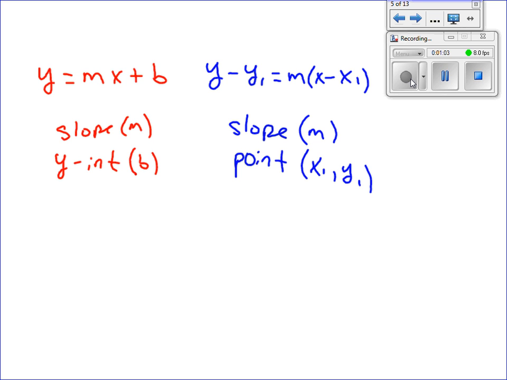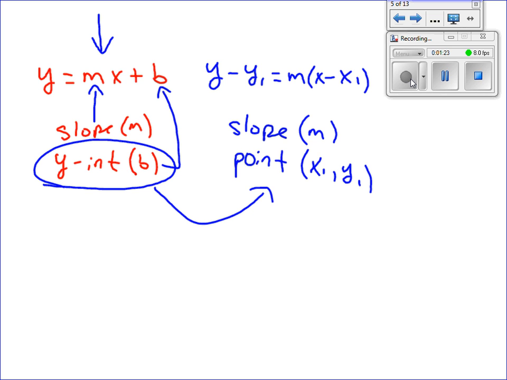So whenever you're asked to write an equation on a line, if they don't tell you which one to use, always try to use this one first. Try to use y equals mx plus b. If you're able to figure out the slope, that's great. And if you have the y-intercept, that's also great. But if you do not have the y-intercept, then we need to go over to the other one, because we probably have a point from the line. That's what we're going to use.